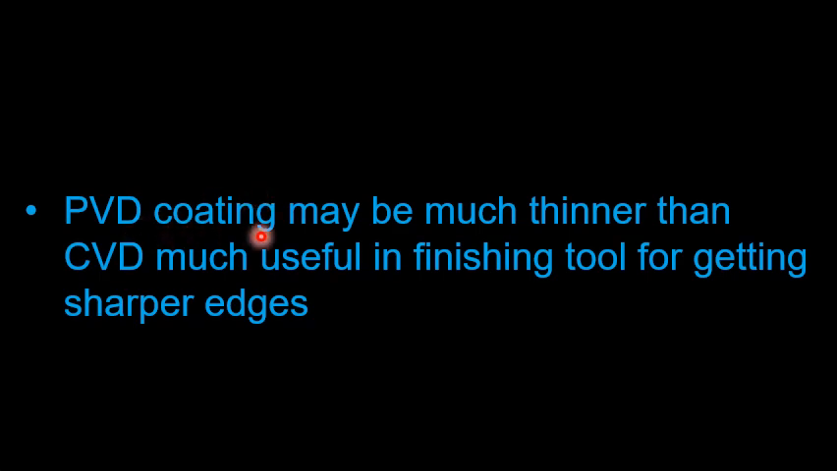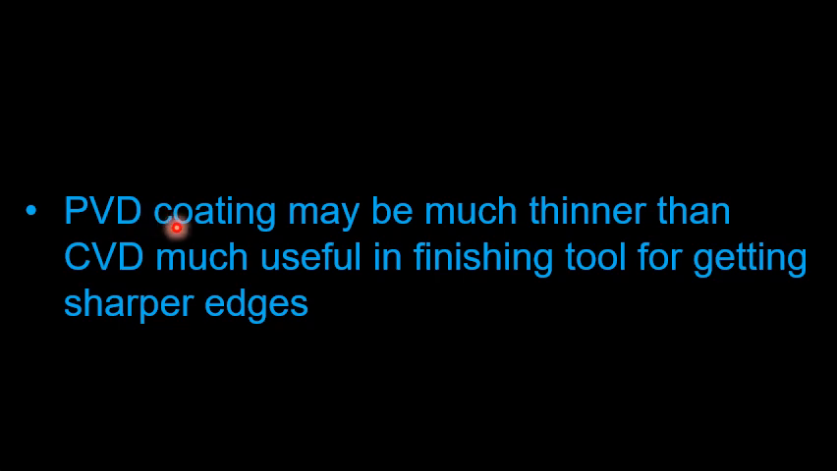Physical vapor deposition coating may be much thinner than CVD, and is much more useful in finishing tools for getting sharper edges. So what does this mean? Basically, within a physical vapor deposition process, you can control the rate of evaporation of the source material. Like in pulsed laser deposition, you control the rate of evaporation with the pulse of the laser. In electron beam evaporation, you can control the rate of evaporation with the electron beam, and so on.